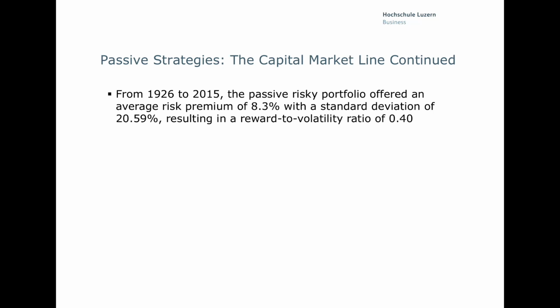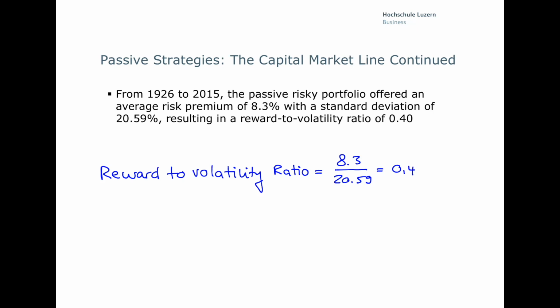Historically in the US, based on 1926 to 2015 data, the passive risky portfolio offered an average risk premium of 8.3% and a standard deviation of 20.59%, resulting in a reward to volatility ratio of 0.4. Passive investors allocate their investment budgets among instruments according to their degree of risk aversion.